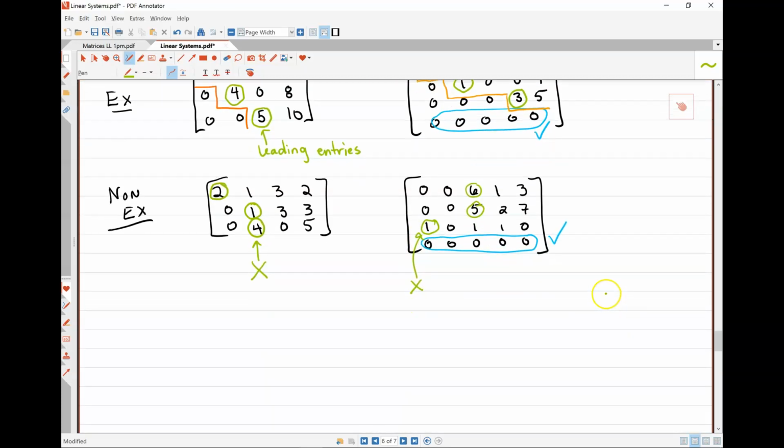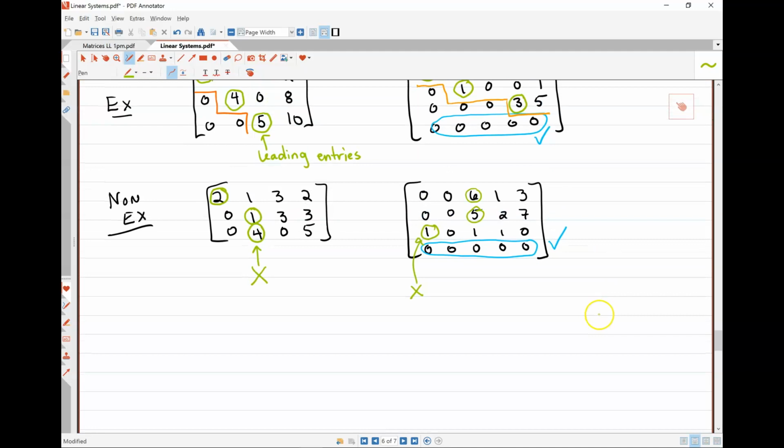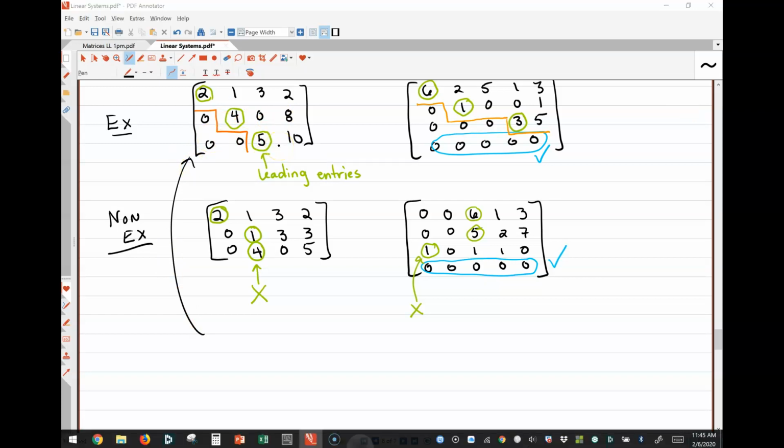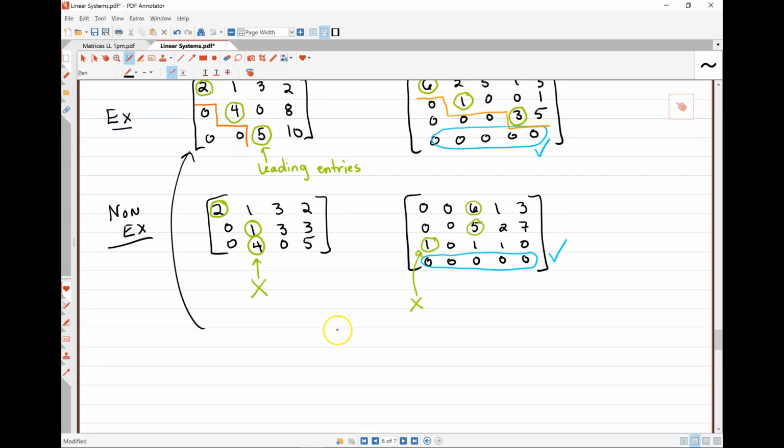Okay, so that is echelon form. And echelon form can be useful in solving linear systems. So let's just take a quick look at that. If I read off the equations that are represented here, in this first one, this is the linear system represented by that first matrix.